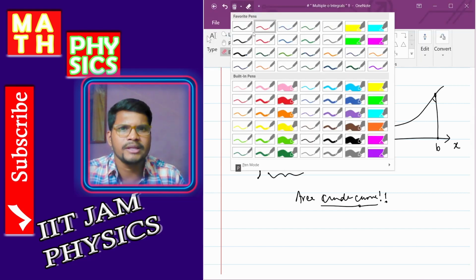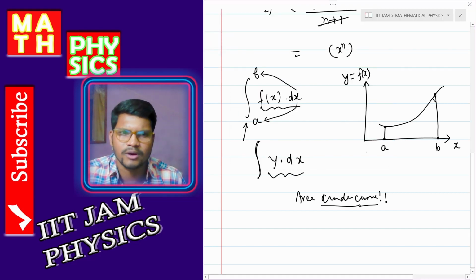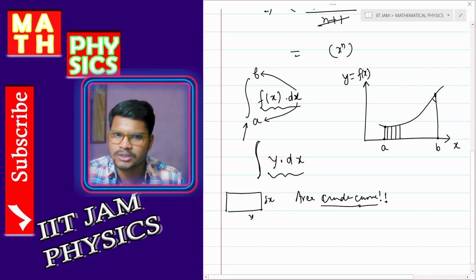In order to find the area of any particular kind of curve, we are going to divide it into very small pieces in such a way that these small pieces make a rectangle. So you can see this y times dx: there is some length over here and there is some width. So this is the dx.